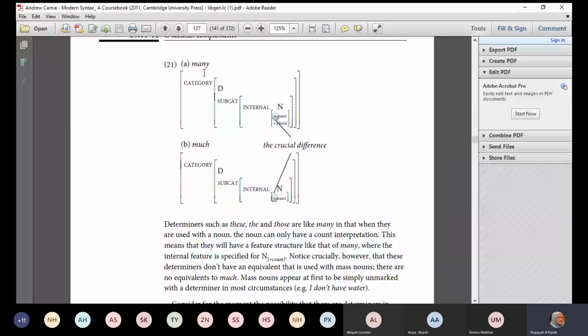Subcat dia, it requires an internal specification. It requires a noun, and the noun has to be plus count and plus plural. And what about mass? Mass, much sugar, much love. So much is a determiner. Subcat, it has an internal specification for a noun which has minus count. So these are the crucial differences between many and much.